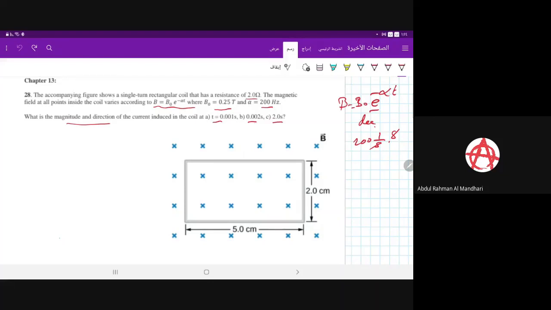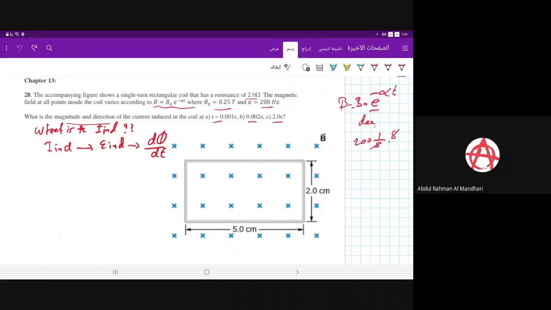So how can we get the I induced? That is the question. Actually, to get I induced, you know the story. I induced is coming from epsilon induced. And to get epsilon induced, you know that you have to take care of the change in the flux. Yes, you are right. So relating these 3 together, you can find them one by one, step by step.